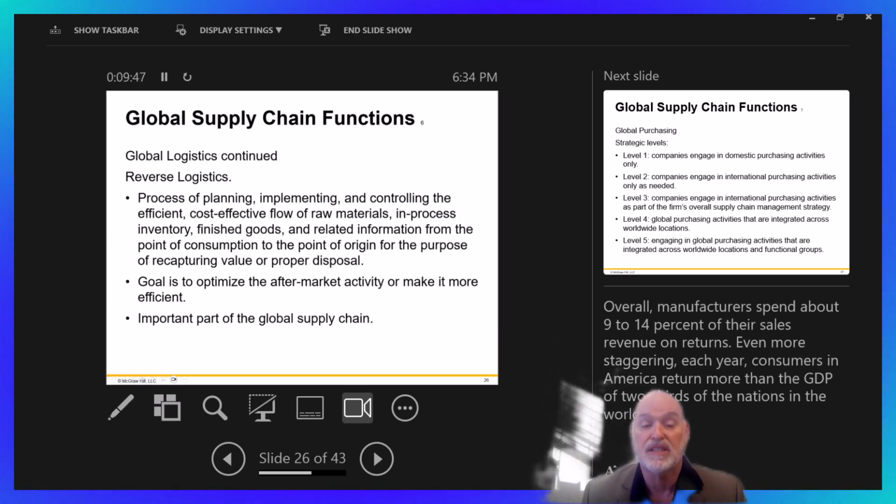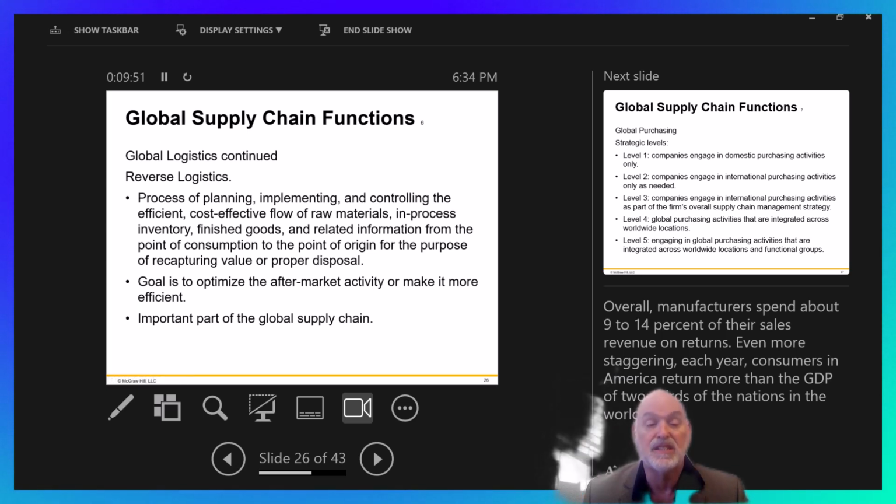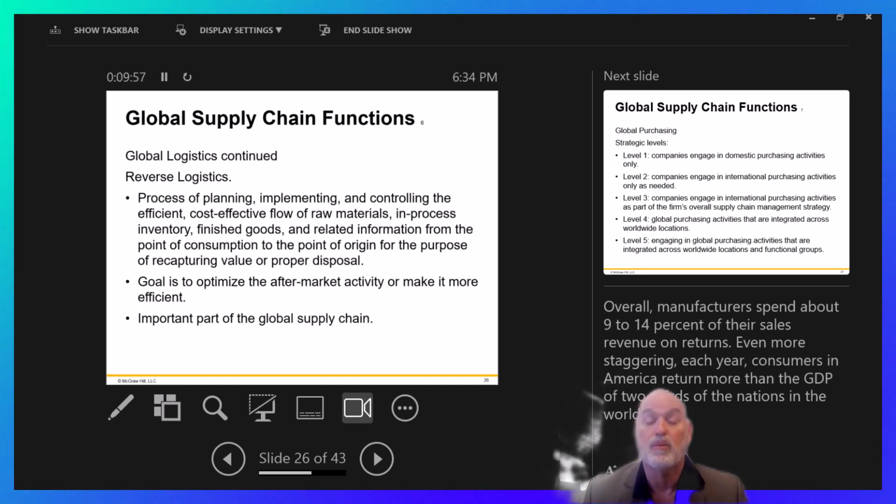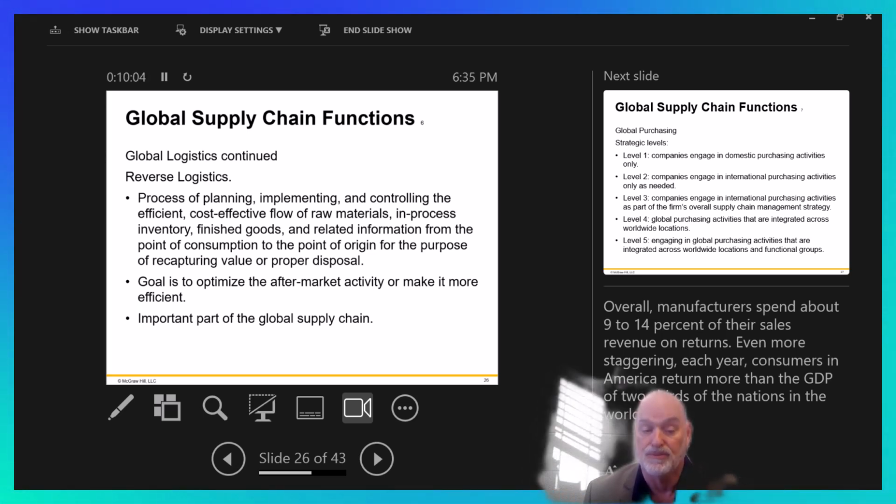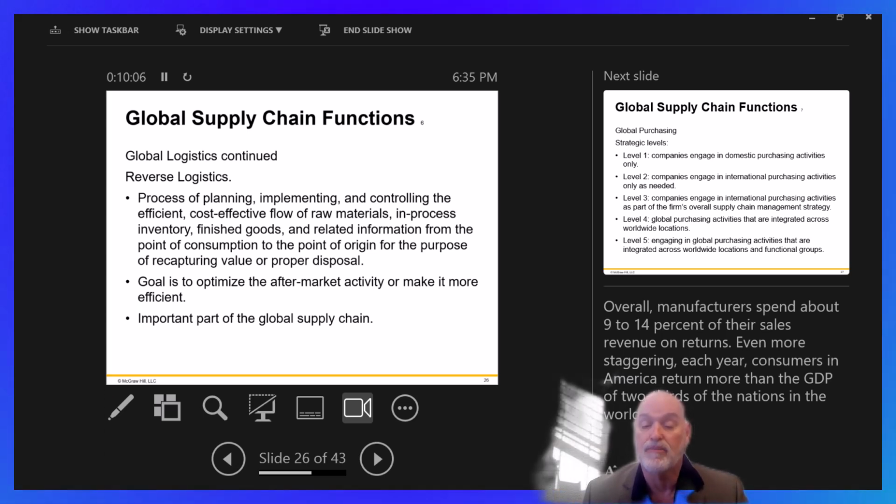Reverse logistics is the process of planning, implementing, and controlling the efficient, cost-effective flow of raw materials, in-process inventory, finished goods, and related information from the point of consumption to the point of origin for the purpose of recapturing value or proper disposal. The goal is to optimize the aftermarket activity or make it more efficient, and it's an important part of the global supply chain.